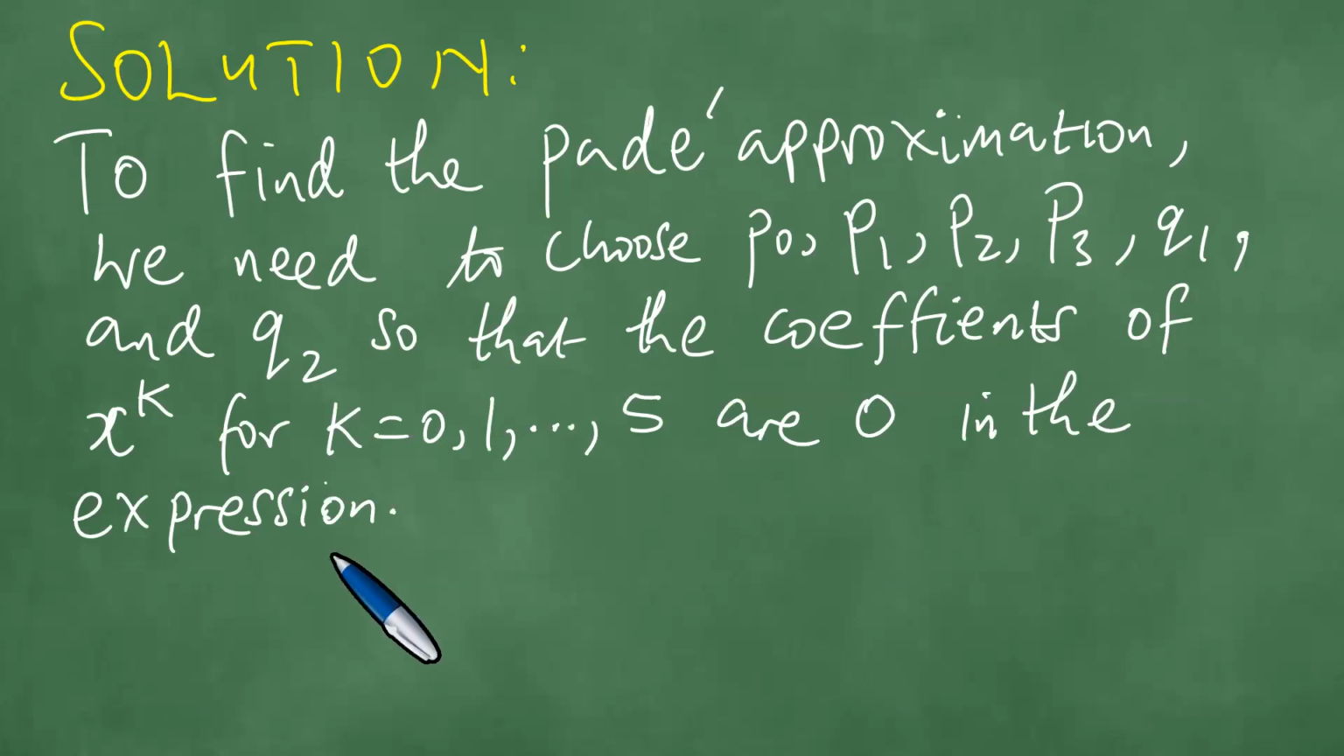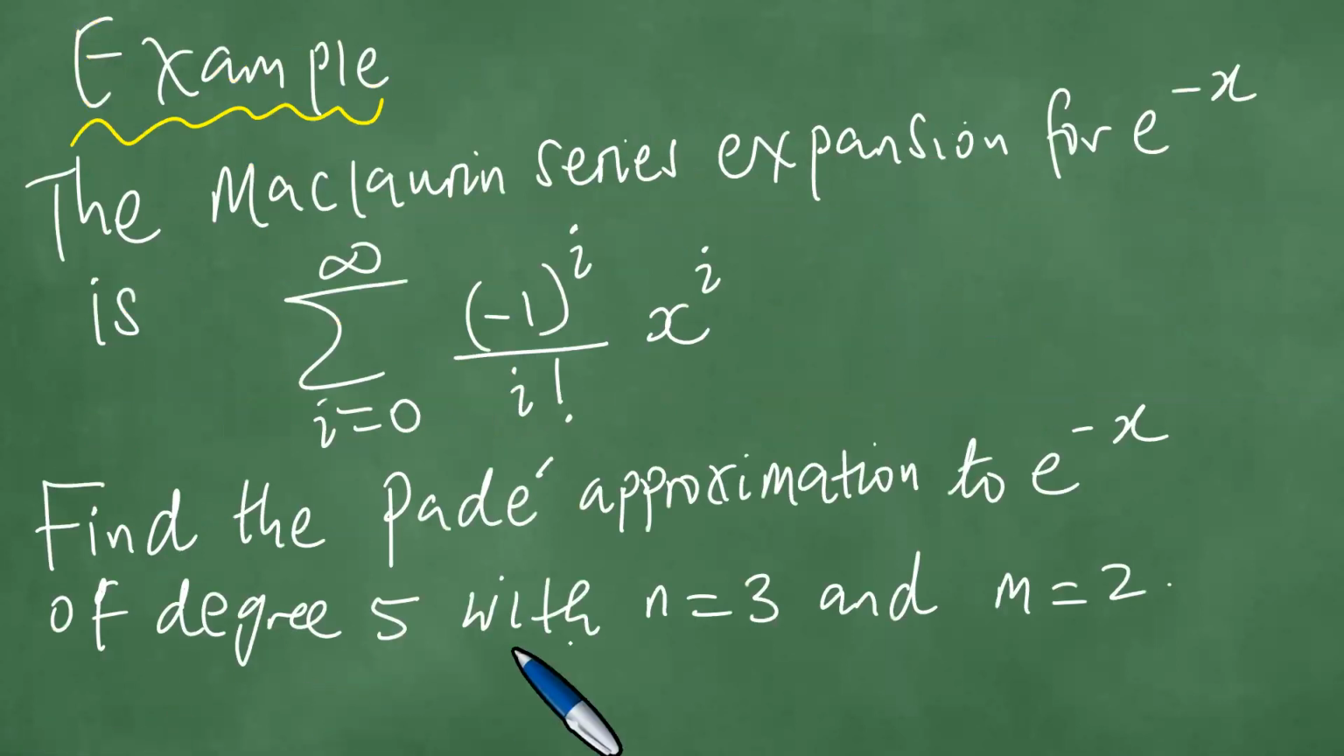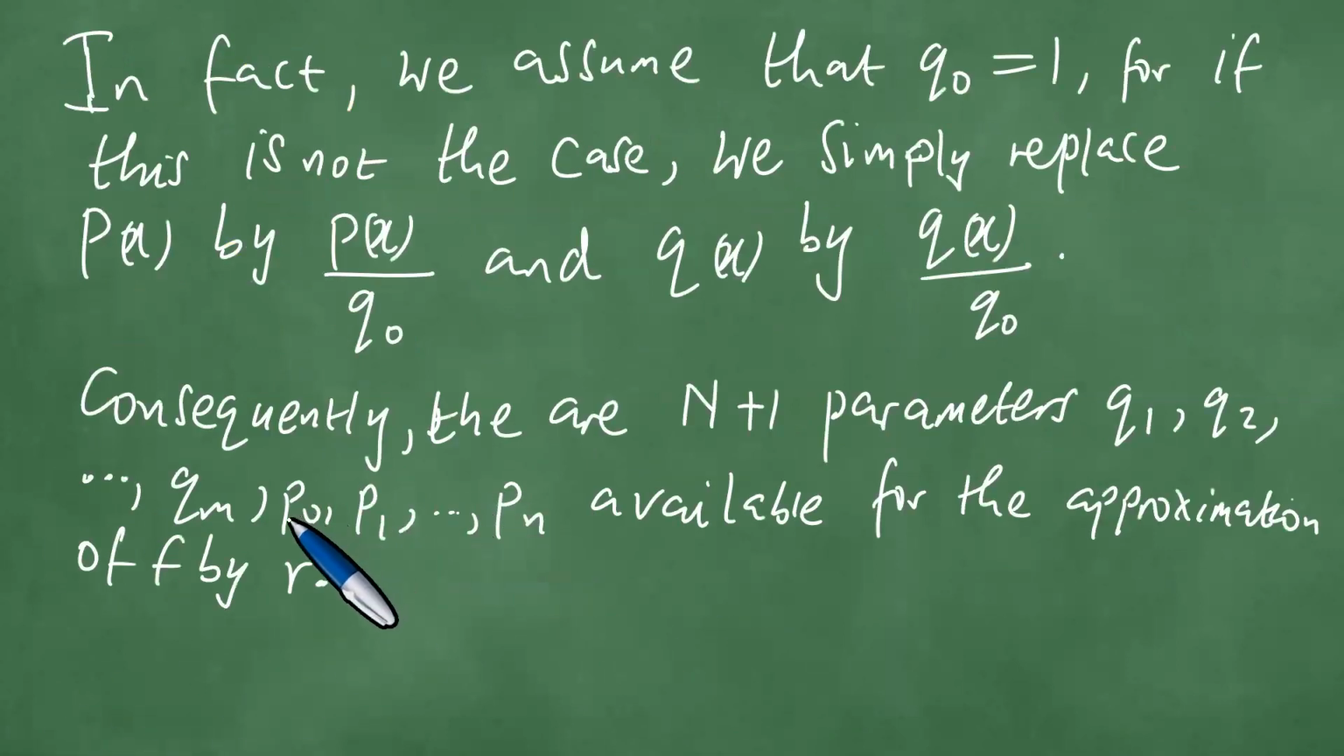Okay, we note this statement to actually say effectively that to find the Pade approximation, we need to choose P naught, P1, P2, P3, Q1, and Q2, so that the coefficients of x to the power k for k equals 0 to 5 are 0 in the expression. We're going to see and understand what this actually means. Like we saw before, because the numerator is of degree 3, we take P naught to Pn, n being the degree of the numerator, and the Q's we take from Q1 up to Qm, because m is the degree of the denominator. So we continue to solve this problem in detail.